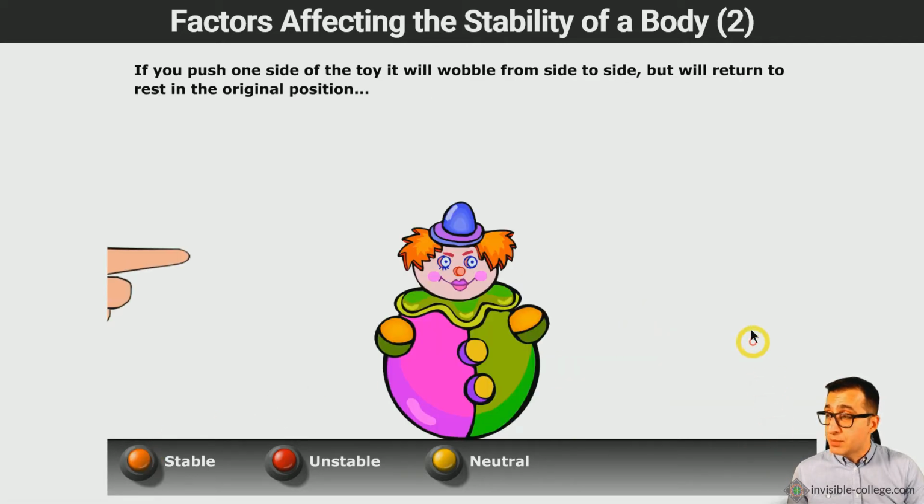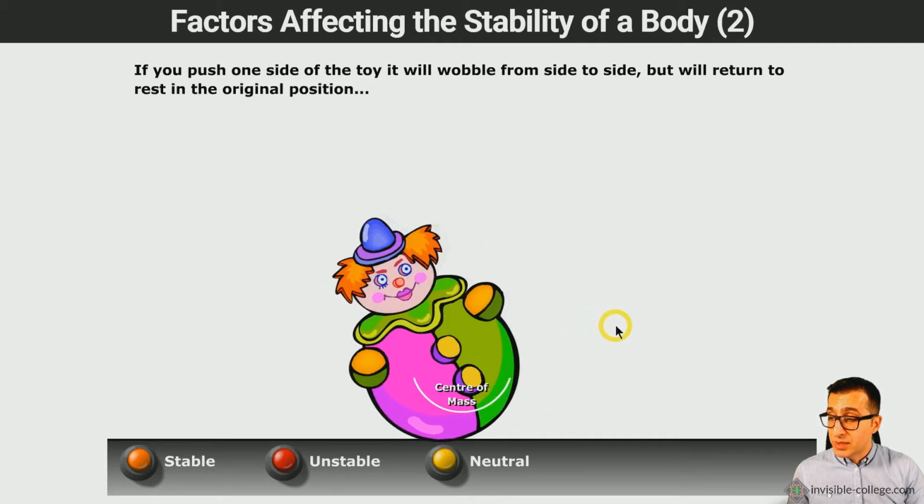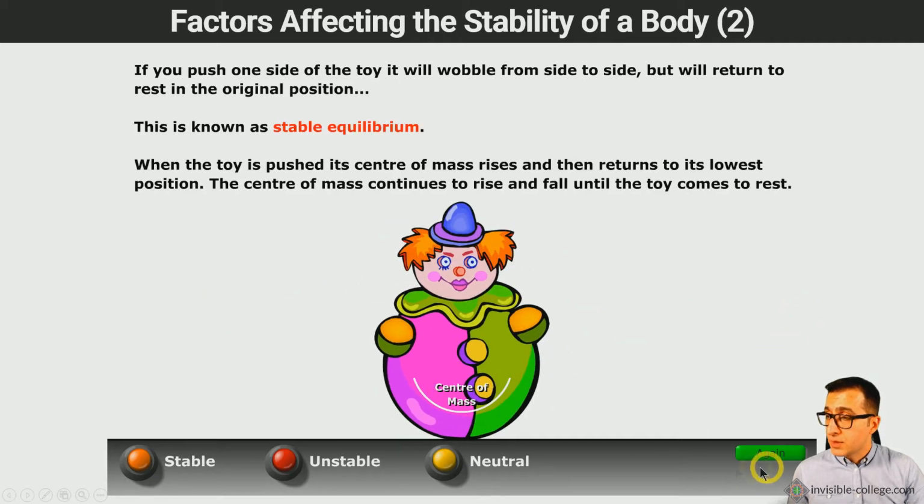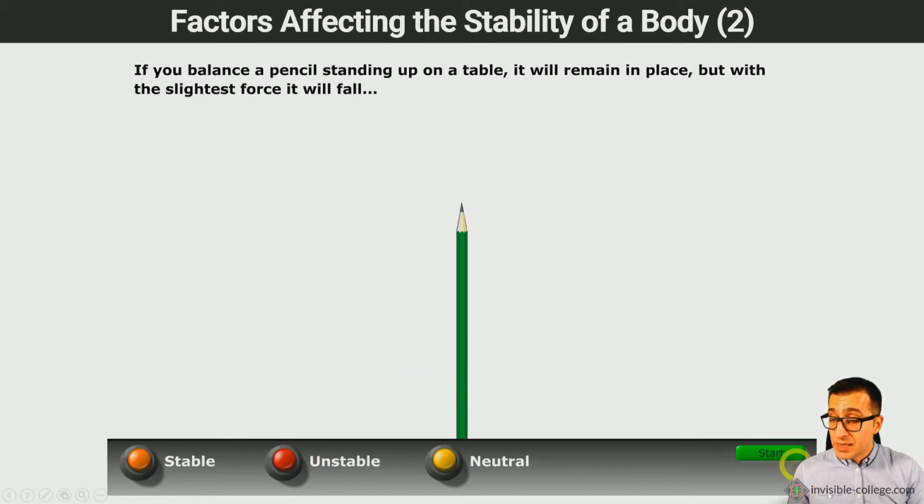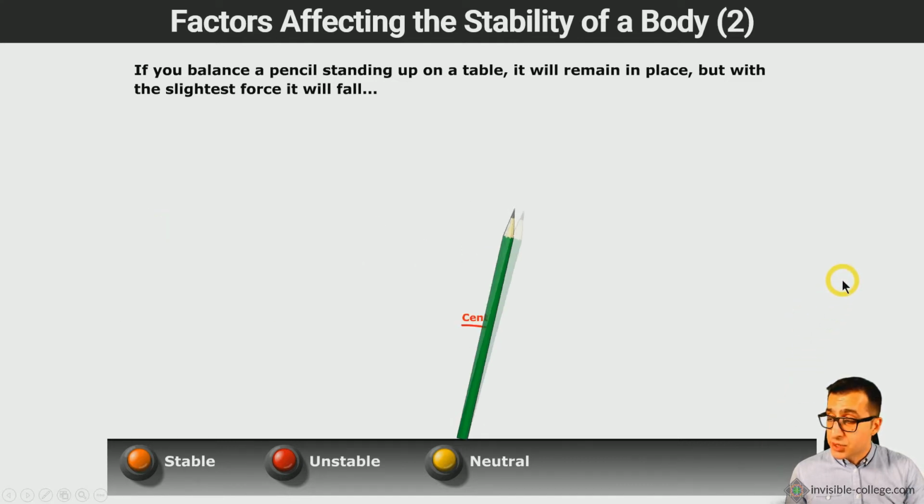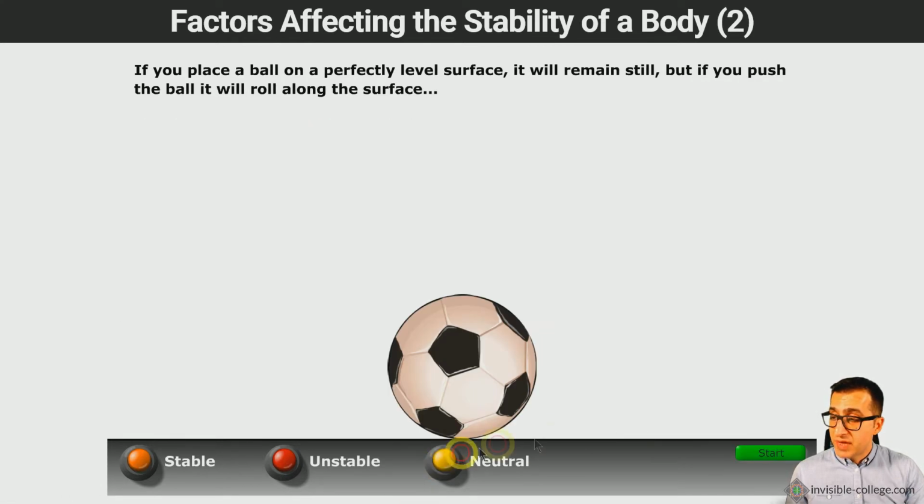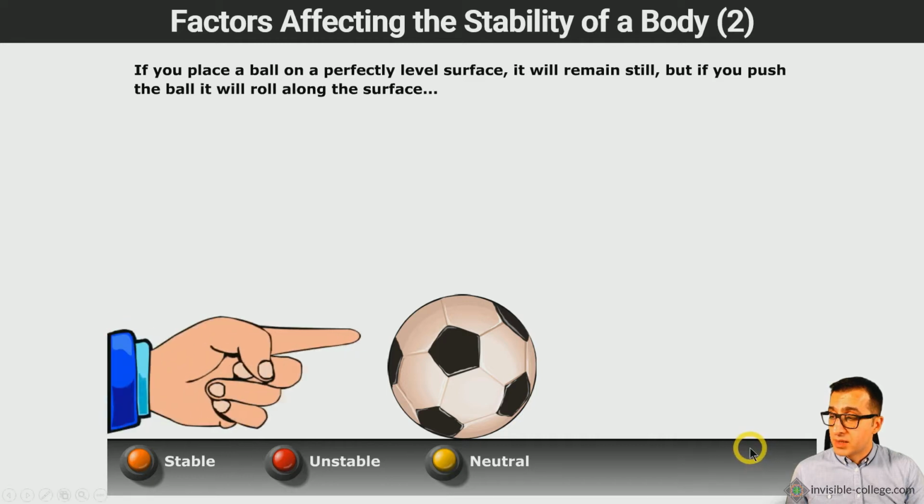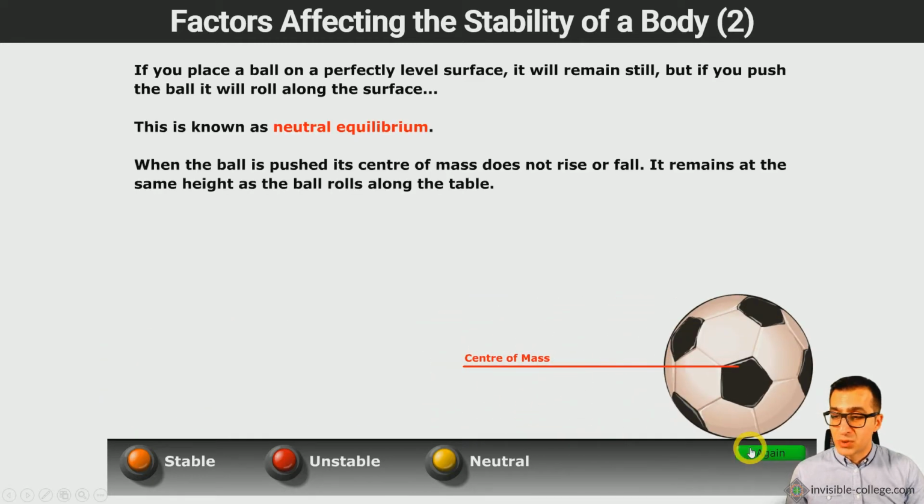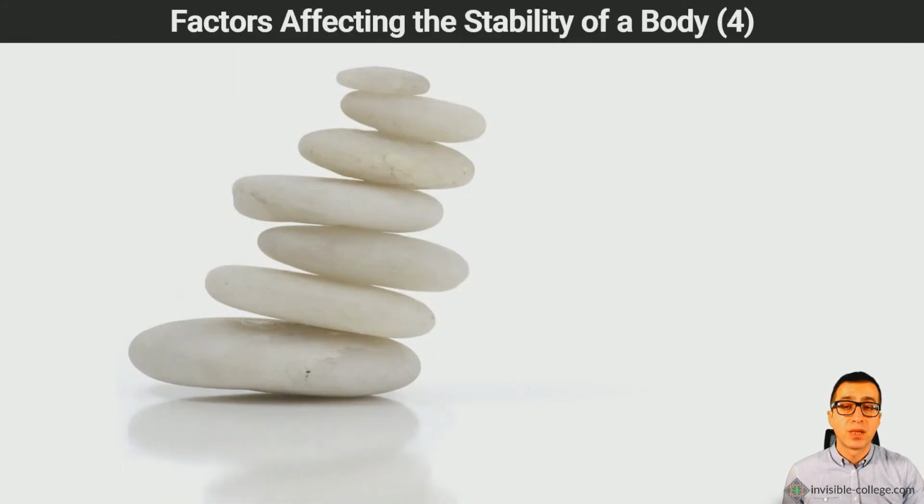So we have a stable equilibrium here. We have an unstable equilibrium here under these conditions, and we have a neutral equilibrium here. Now again, I'm simplifying somewhat. We can talk about metastable equilibria and various other things, but this is kind of enough detail about the idea of equilibrium for GCSE level anyway.